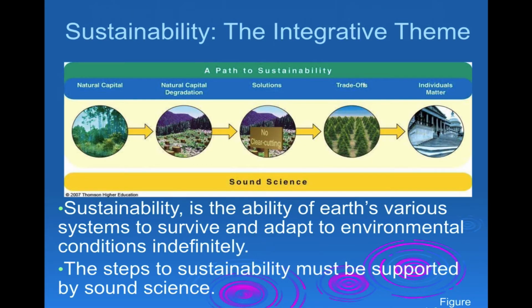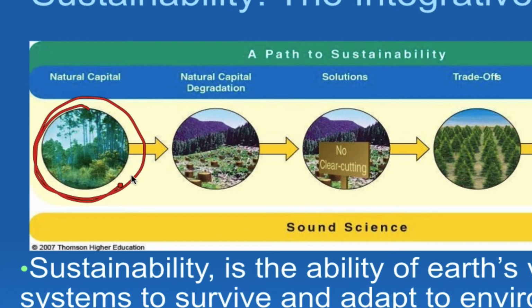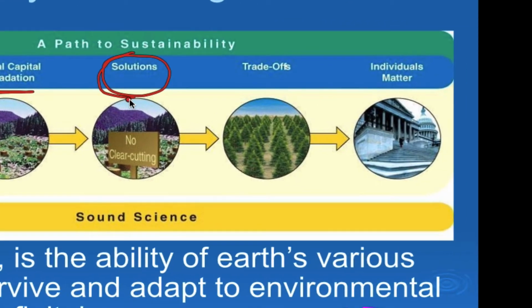We can look at this pathway of sustainability. We start with natural capital, basically our resources within this planet. Then what happens when we use them: the degradation of those. Once we realize that there are problems, or that there's a lower quality of our resources, then come solutions to keep those around, how those solutions impact, and what the trade-offs are. So by here, with no clear cutting of land, what happens? And then what we can do to keep this system going.